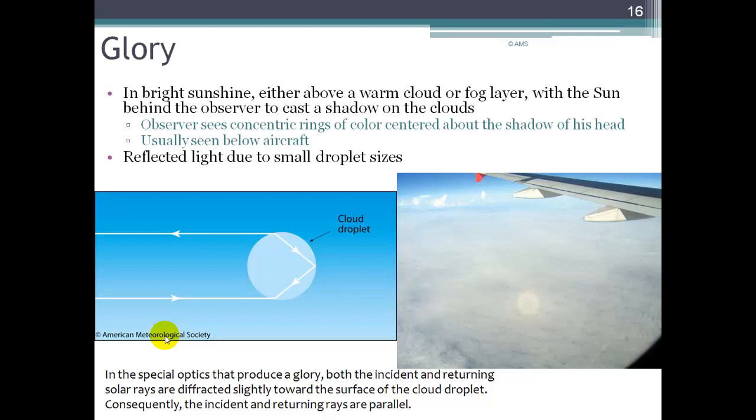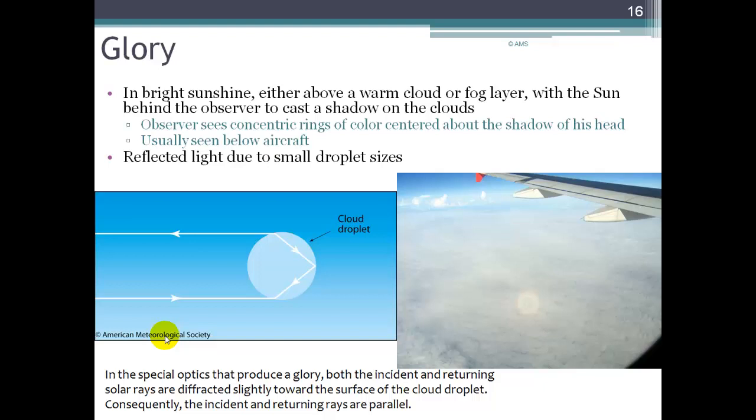A glory is a bright little ball of rainbow light that you see shining down on a cloud below you. So you have to be up above the clouds to see a glory. And this can happen when you're in an airplane flying up above the low cloud layer, or maybe if you climb a really high mountain and you break through the clouds and it's sunny up on top, or however you can get up above those clouds.